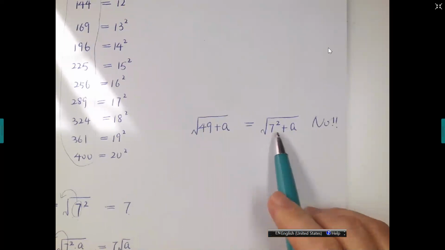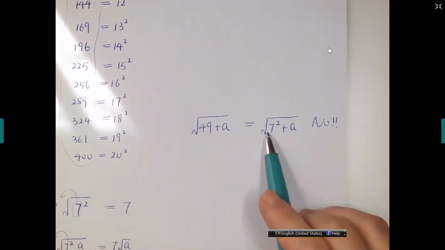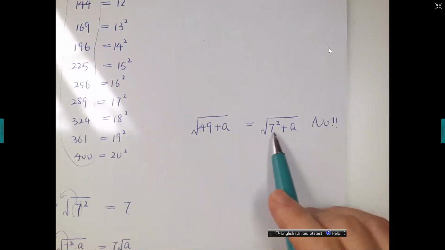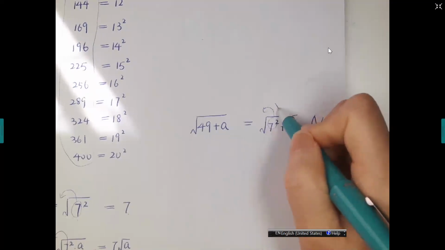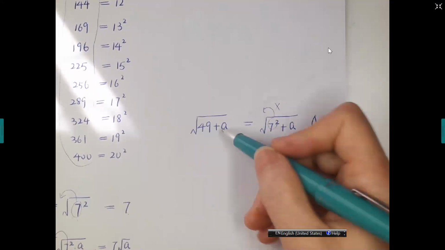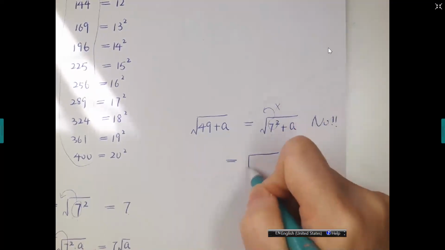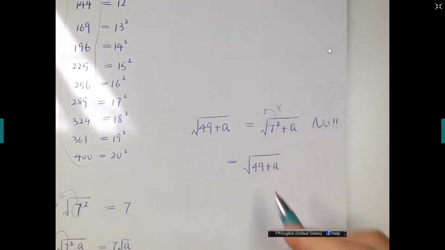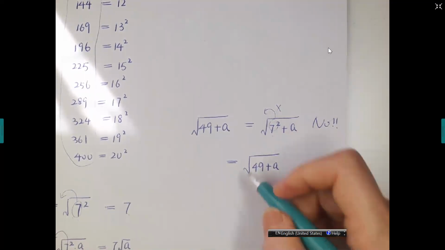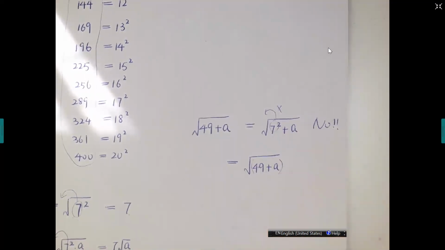But for this one, the 7 squared, the 49, is not a factor. It is added together. For that case, we cannot move the 7 out. So this expression here will stay as the square root of 49 plus a. Can we simplify this one? No. If we cannot simplify, the entire thing will be one factor.